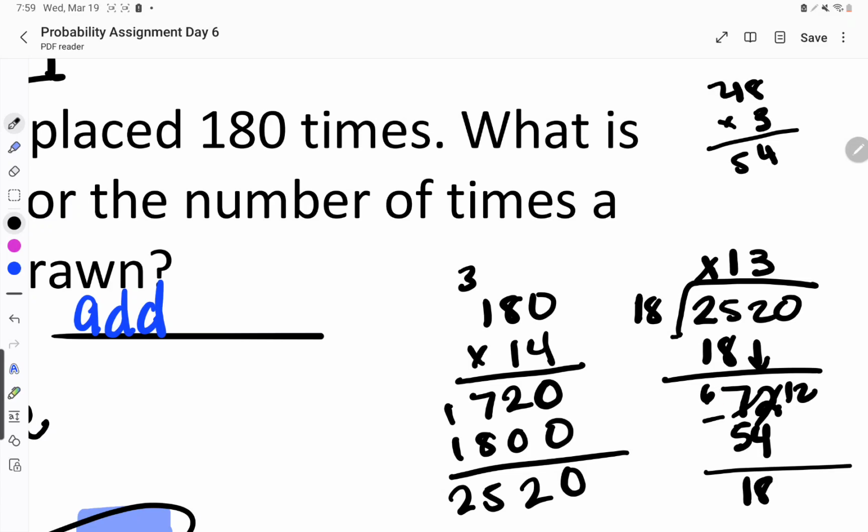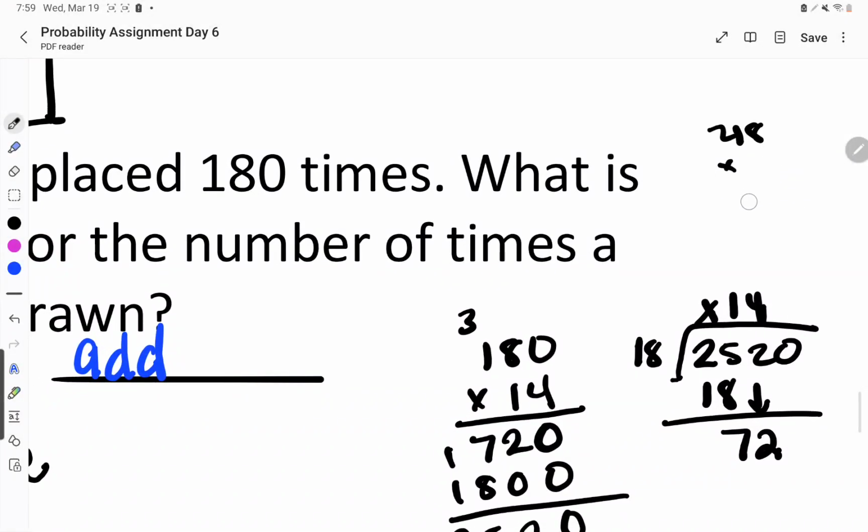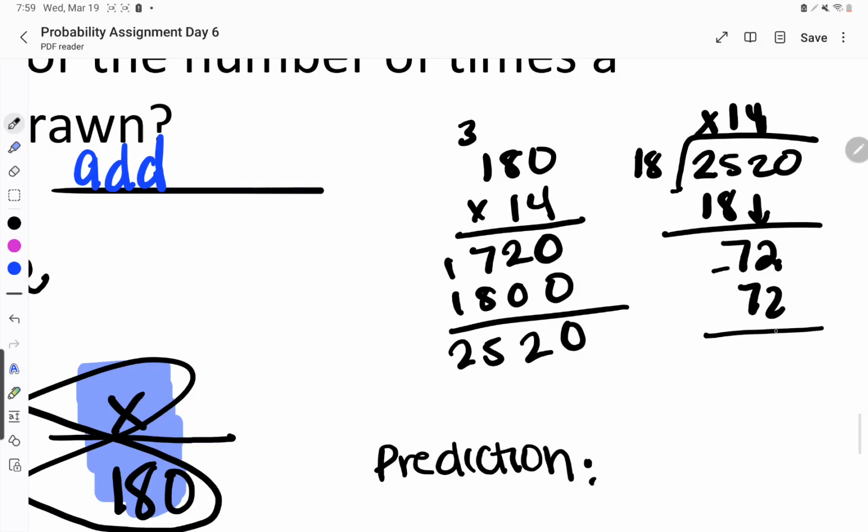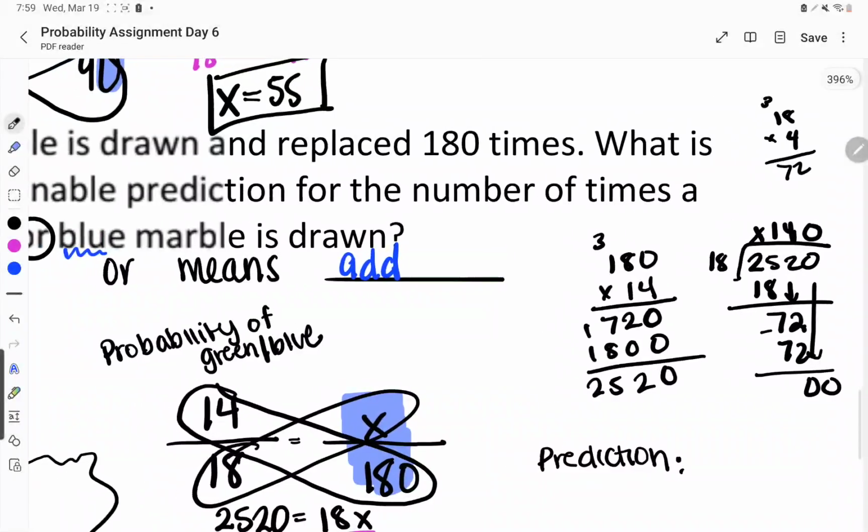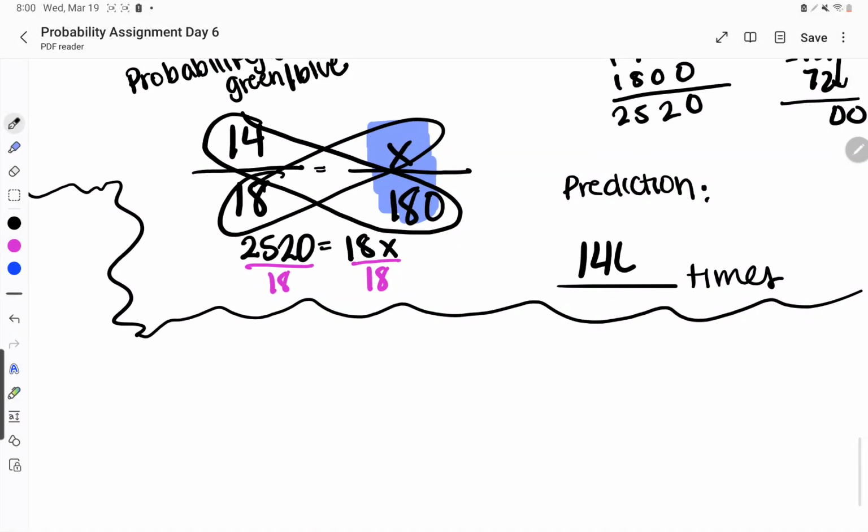When we subtract, that gives us exactly 18, which means we picked a number that was too small, because remember, the number we get here has to be smaller than this number, and 18 is not smaller than 18, which means we're going to go up by 1. So that gives me 72 exactly. Subtract, that gives me 0, and then drop down my 0, and 18 goes into 0, 0 times. So that gives me 140 times.